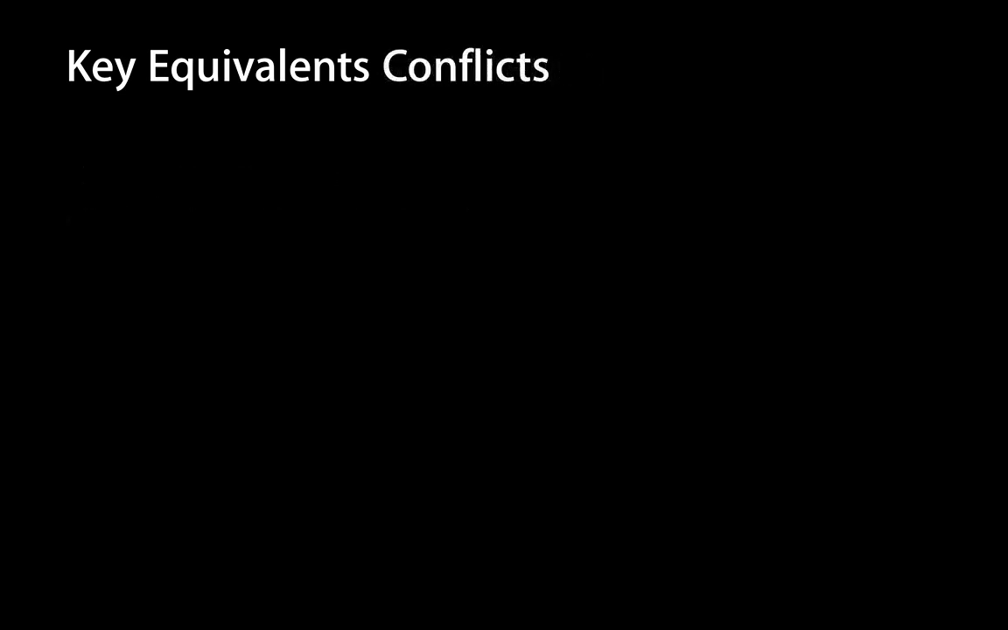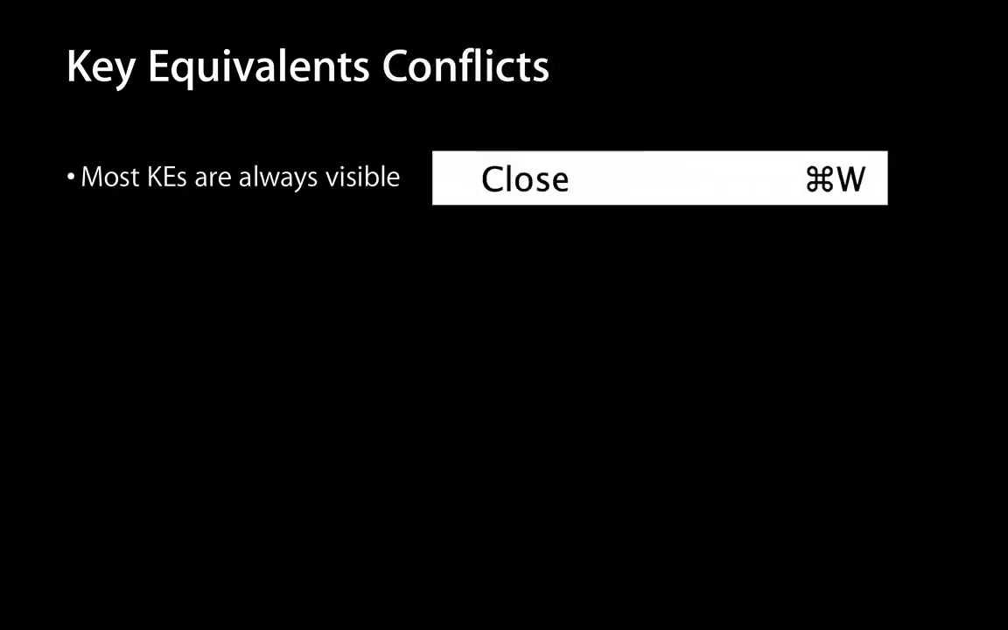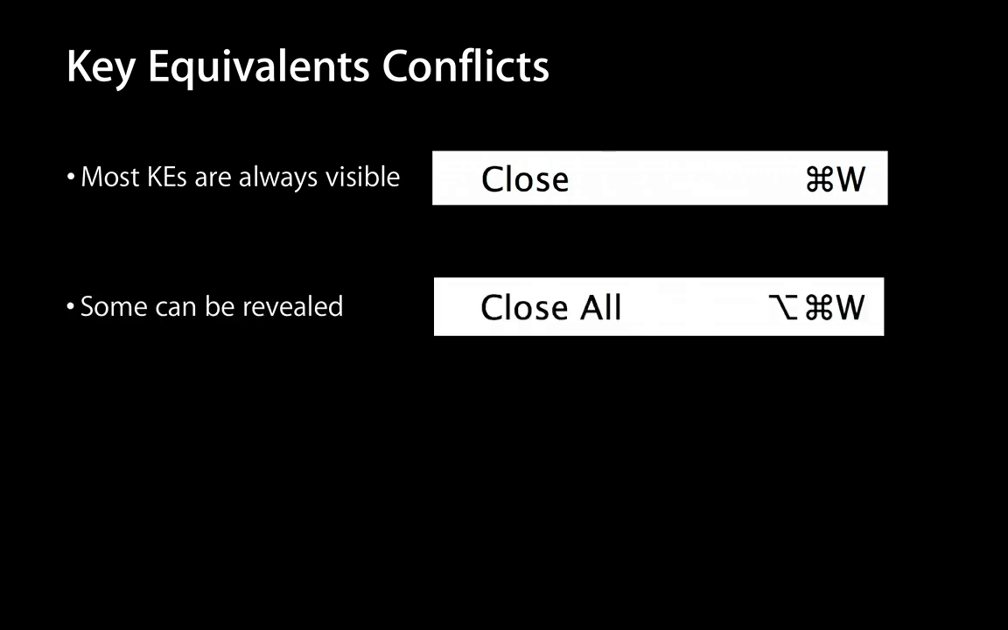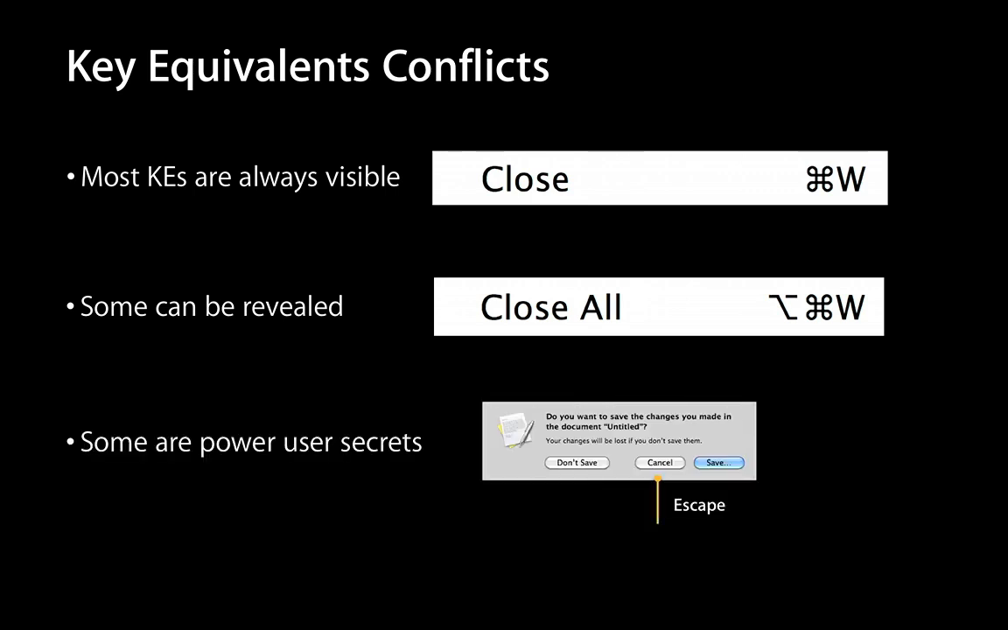So on to conflict handling. Most key equivalents are always visible, right? Close just shows Command W all the time. Some of them can be revealed, such as Close All, when you press the Option key. And some of them are just sort of power user secrets, like you can hit Escape to close a dialog with the Cancel button.